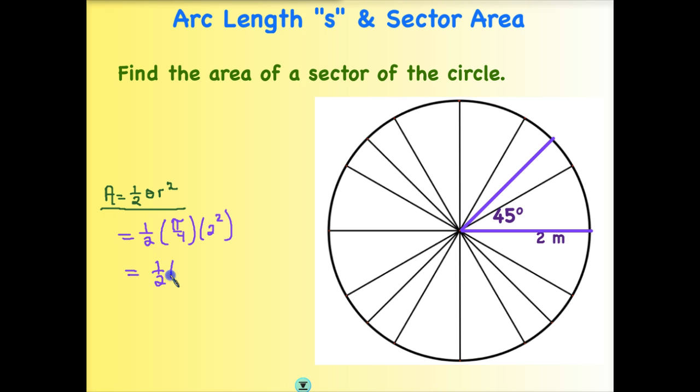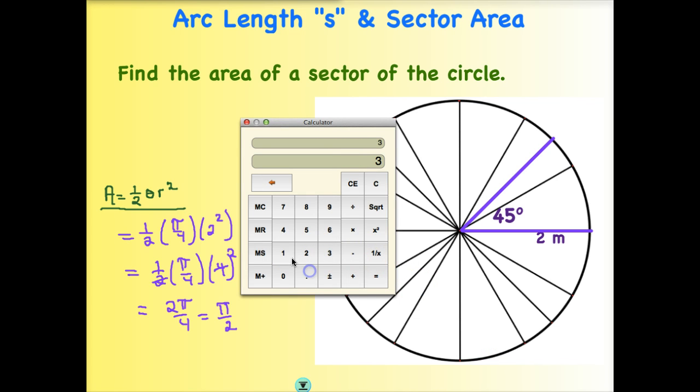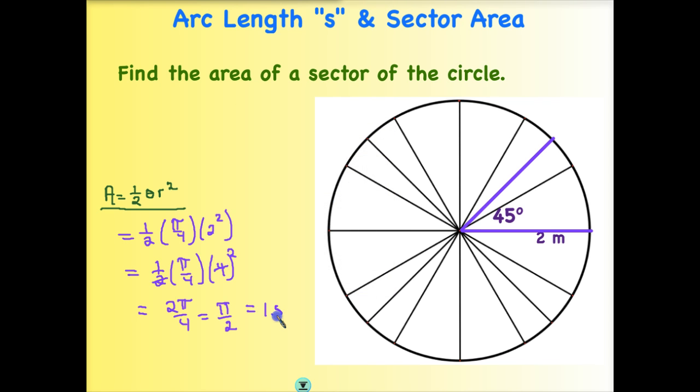Simplifying this, we get 1/2 pi over 4 radians times 4. Further simplifying, 2 goes into 4 2 times, and we are left with 2 pi over 4, which is the same thing as pi over 2. Because we're finding the area, I would go ahead and use the calculator and say that 3.14 divided by 2 is equal to 1.57 meters squared.